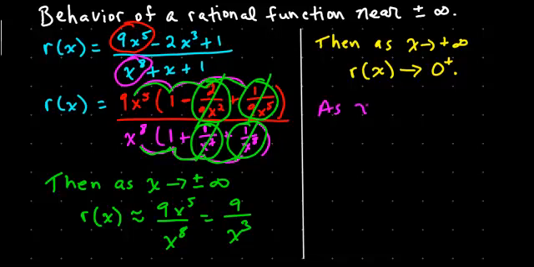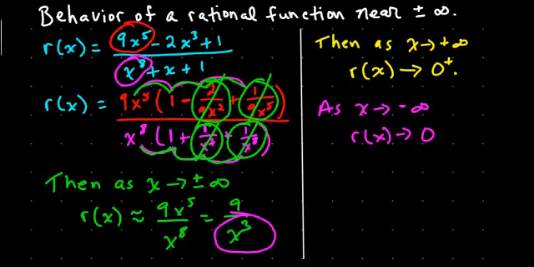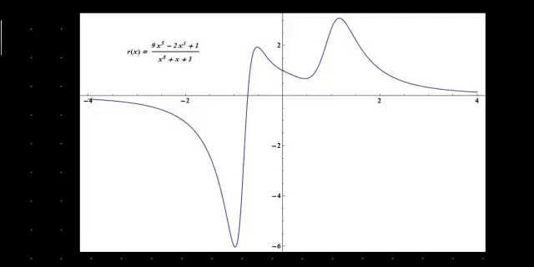As x goes to negative infinity, we're going to see that r of x goes to, when I go to negative infinity, this x cubed down here, that's going to be a big negative number. So r of x goes to, we'll say 0 minus there. And that's going to mean that it's going to 0, but it's on the negative side. Okay? So, let's look at a graph of the function.